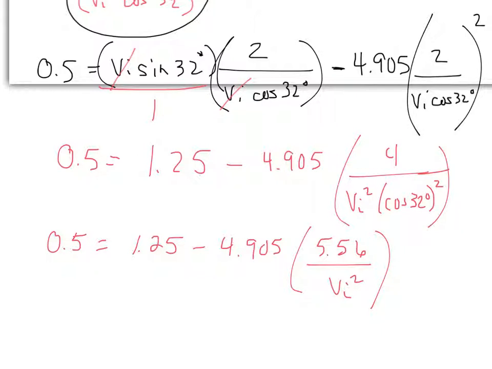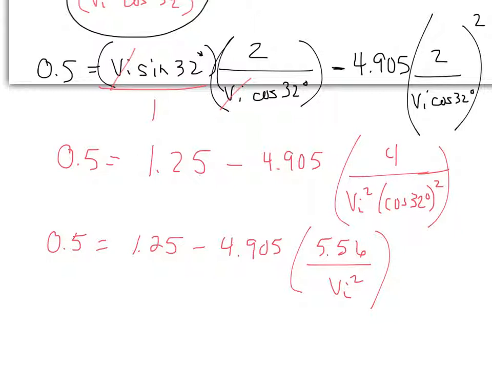How would you solve the rest of this? What's the approach you might want to take? You can take the next step several ways, depending on what you'd like to do first. We want to get VI by itself eventually. That's the goal. Would you like to multiply by VI squared so that it goes on the other side? Now, we have to make sure that we don't have the minus first, so let's get rid of this. If we get rid of this, then we can go to that step.